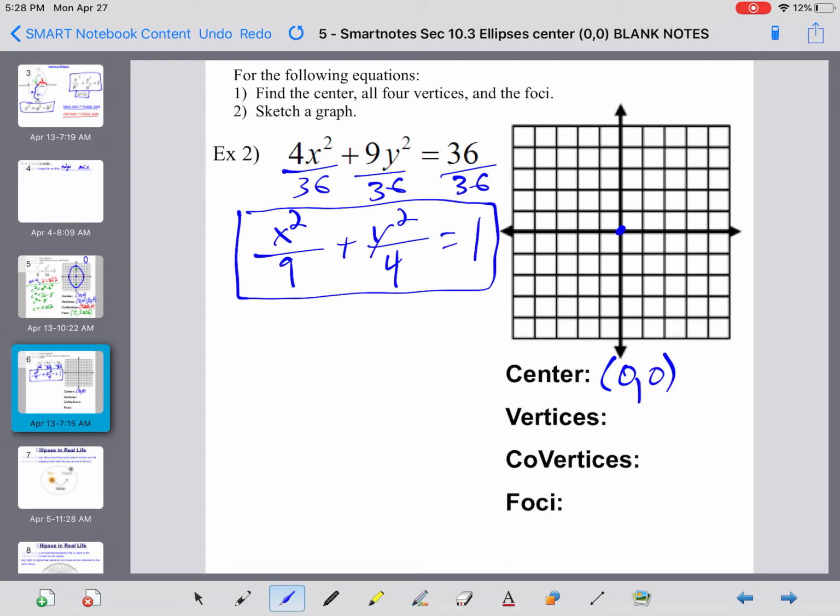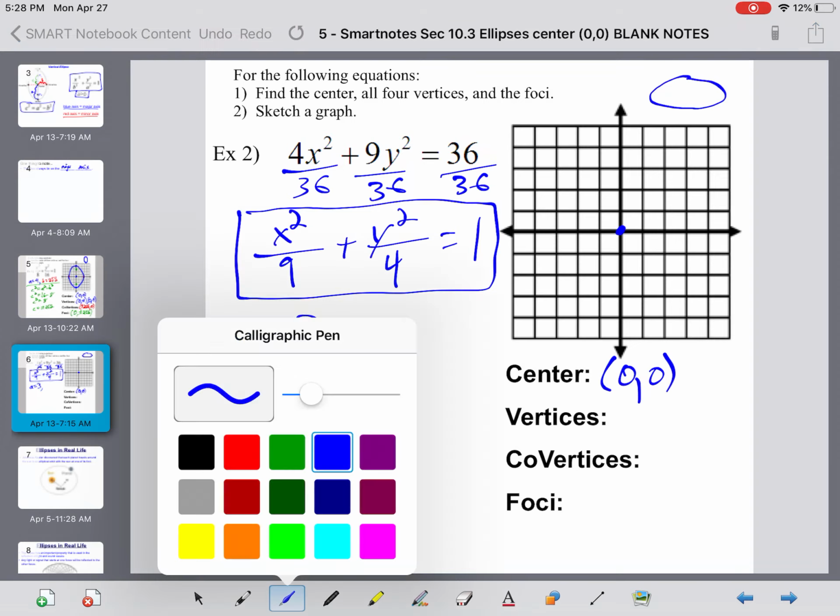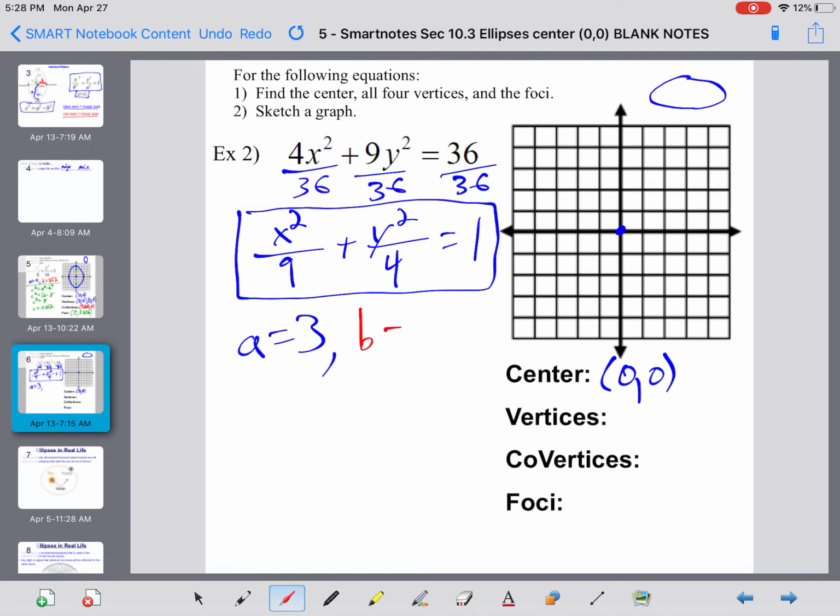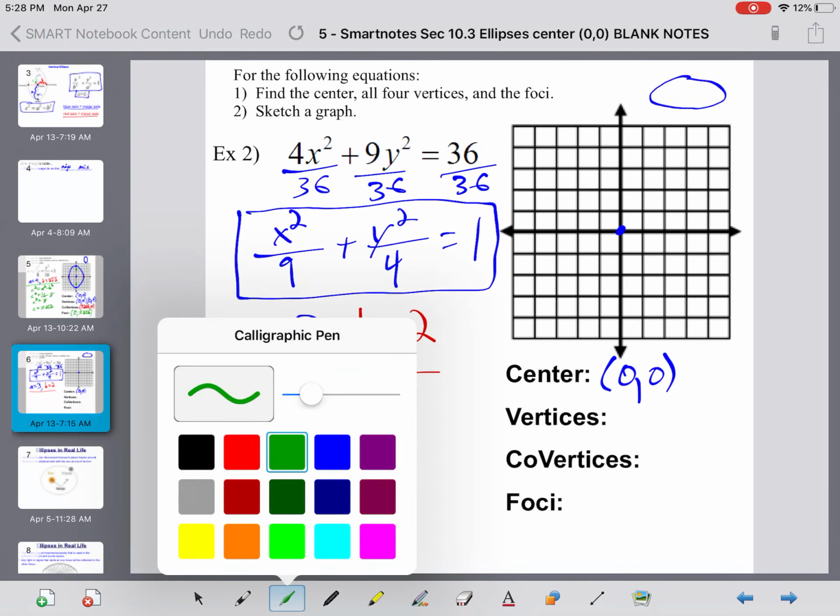Okay, so the center, 0, 0. Hopefully you notice this is a horizontal ellipse because the bigger number is under the x value. Again, if it confuses you, just remember, the number under the x is going to move you left and right. The number under the y is going to move you up and down. A value here is 3, square root of 9. The b value here is 2, square root of 4.